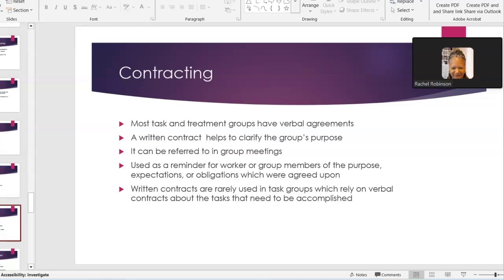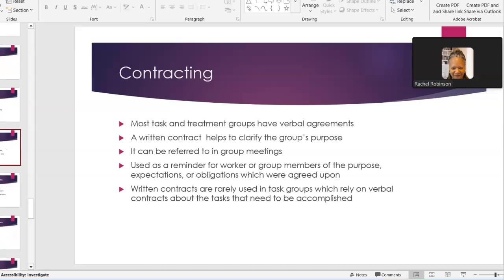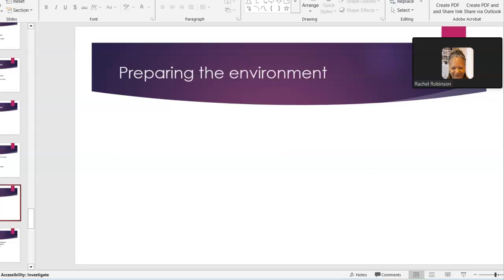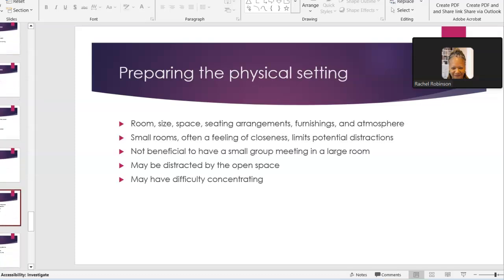Most treatment and task groups have a verbal agreement. However, oftentimes it can be useful to have a written contract because it clearly outlines what the group's purpose is. And it's something that can be referred back to once the group gets started. There's more that you need to read about contracting. I'm just hitting the highlights. I'm expecting you guys to go through this with more detail.